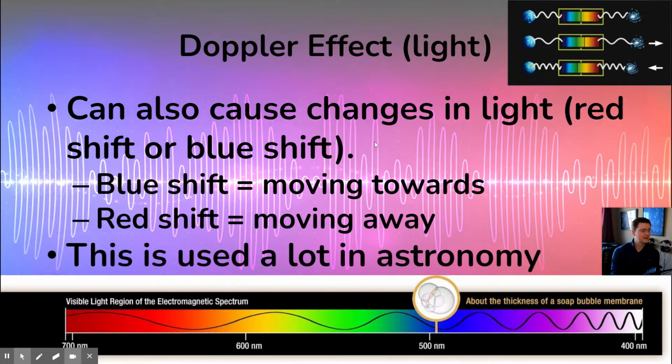And this is something that's used a lot in astronomy. That's actually some of the evidence we have as to how we know if things are moving away from us or towards us in space. And actually what it turns out is just about every single object that we can see is redshifted, which means that just about every object is moving away from us in space.